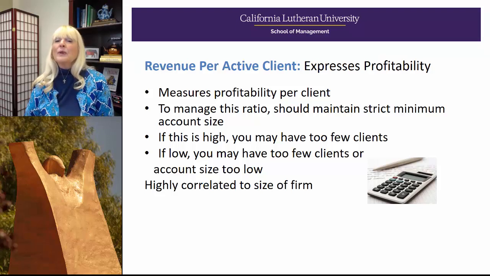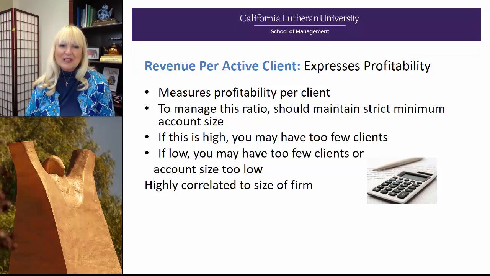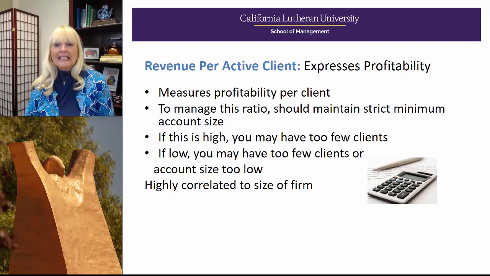So if the revenue per client is really high, you might have too few clients. There might be some room to grow. If it's too low, your account size might be too low, or you just have too few clients overall. So it's really correlated to the size of your firm. So the way you're going to calculate this is you're going to take your overall revenue divided by the total number of clients at year end.